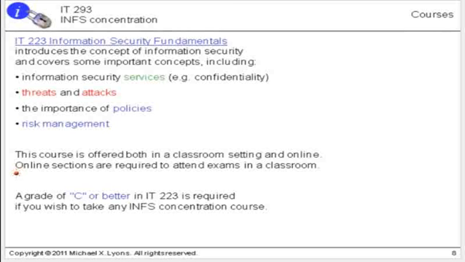As I mentioned earlier, if you want to take any course in the INFS concentration, whether that is your concentration or not, if you're in another concentration and you want to take it as that optional fifth course out of concentration, you still need a C or better in IT 223. So you can pass IT 223 with a C- or a D, but then you cannot take any of the courses from the list that I showed a couple of slides back.